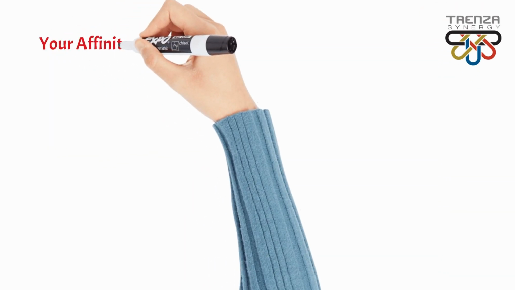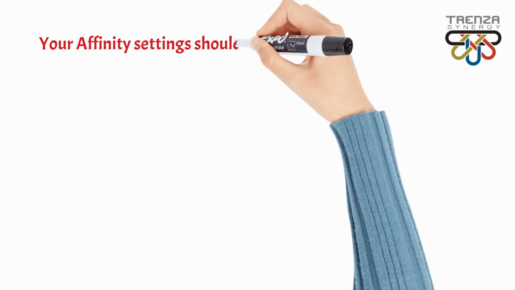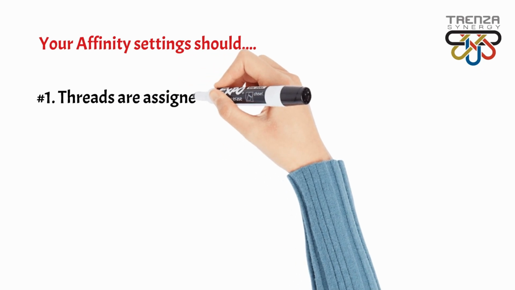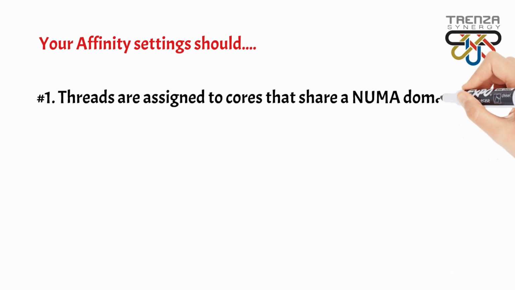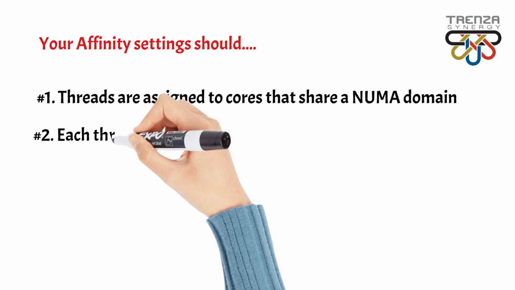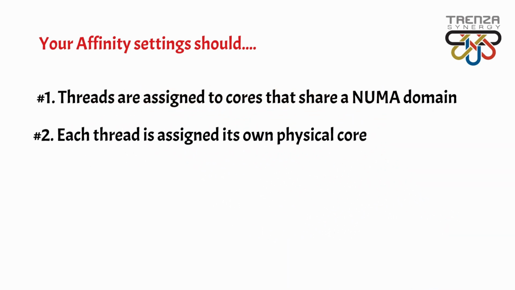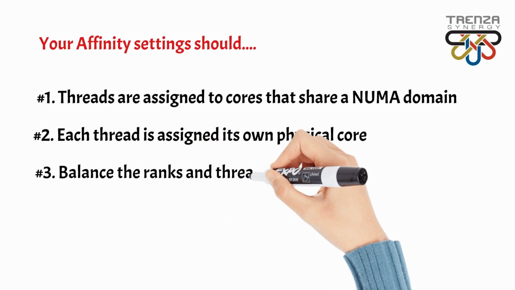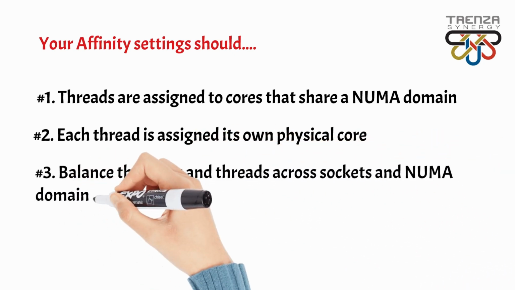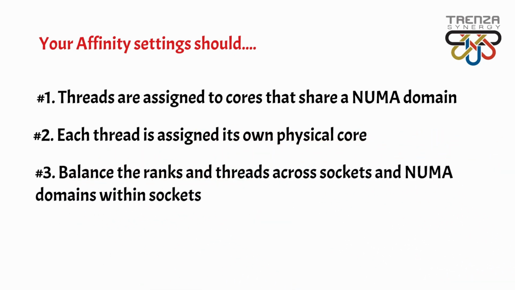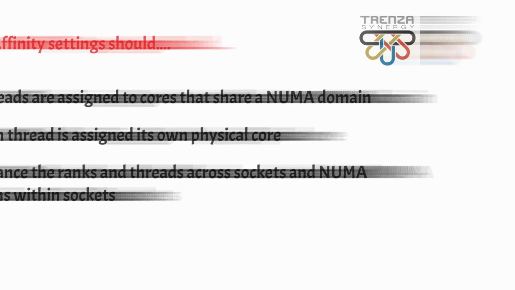In summary, when you receive your node allocation for your run, you will want to make sure that 1, if you have multiple threads per rank, those threads are assigned to cores that share a NUMA domain. 2, each thread should be assigned to its own physical core. And 3, your ranks and threads should be balanced across the sockets of each node. Within each socket, the ranks and threads should be balanced across the NUMA domains.